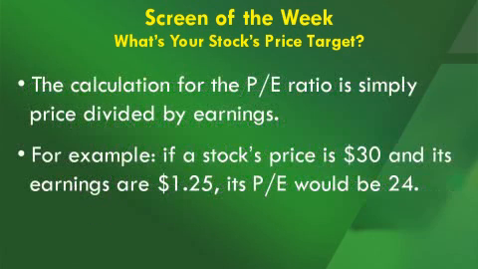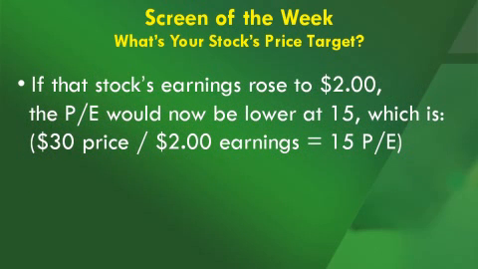The calculation for the PE is pretty straightforward. It is price divided by earnings. So if a stock's price is, let's say, $30 and its earnings are $1.25, its PE ratio would be 24. If that stock's earnings, though, rose to $2, the PE ratio would now be lower at 15, which is $30 divided by $2 in earnings. That equals a 15 PE.